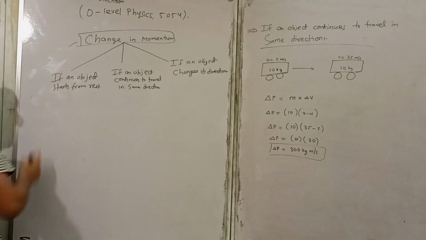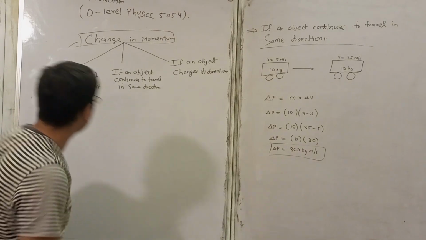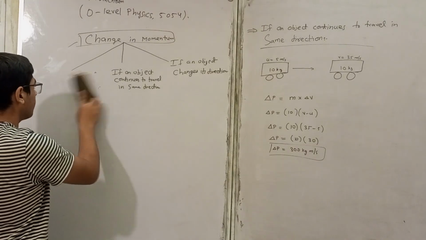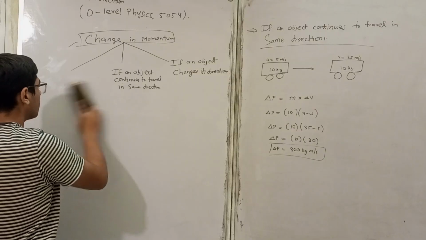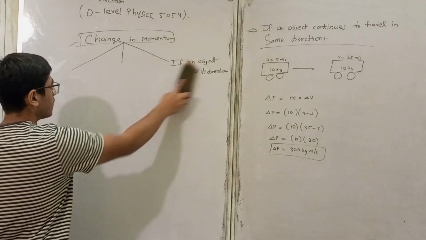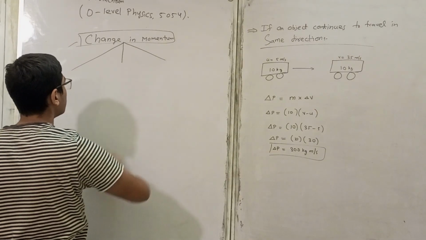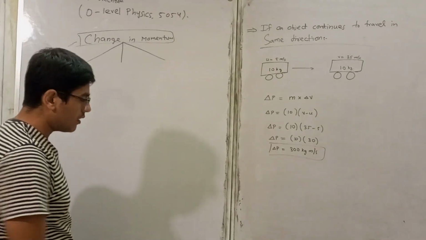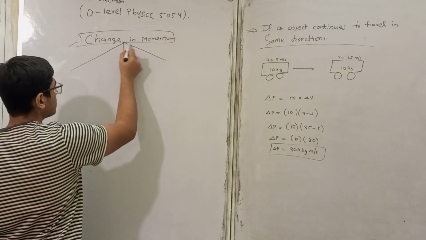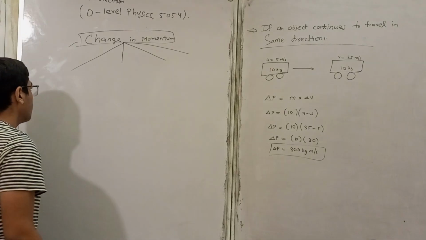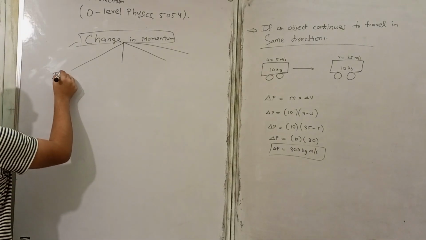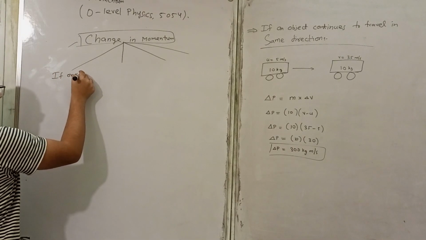So, total momentum. Total momentum has a total of 4 scenarios. The first one is if one of the bodies is at rest.